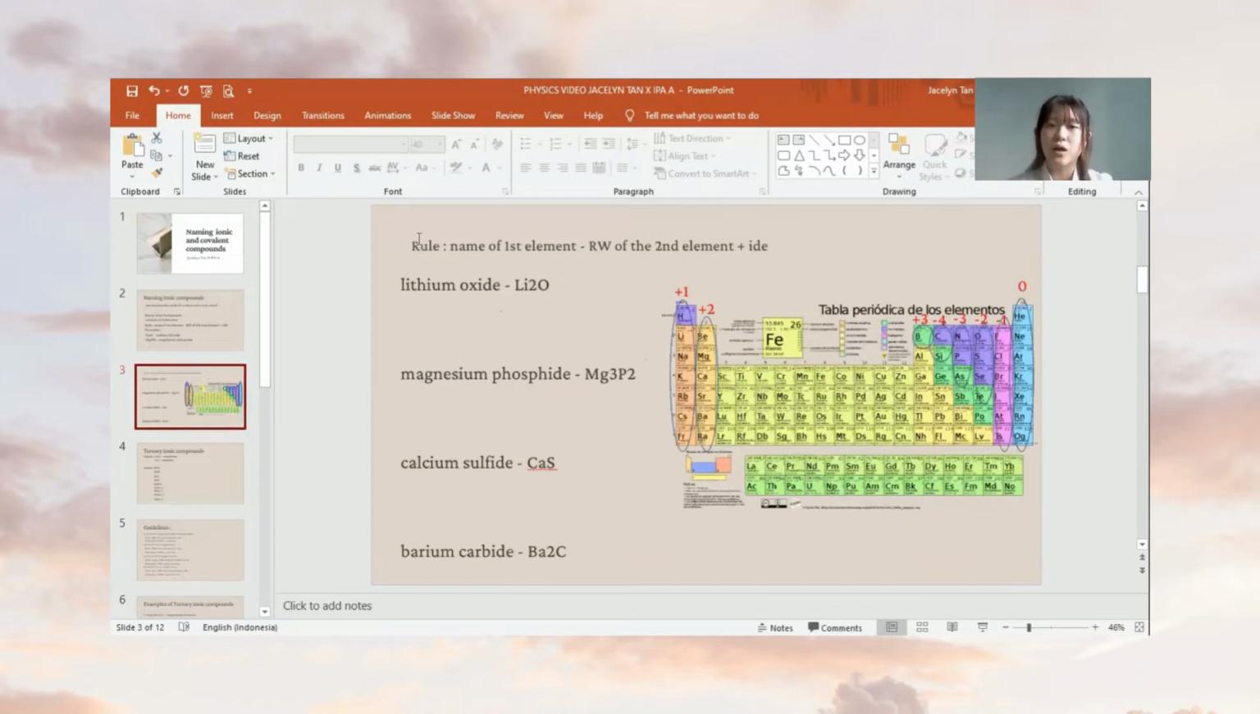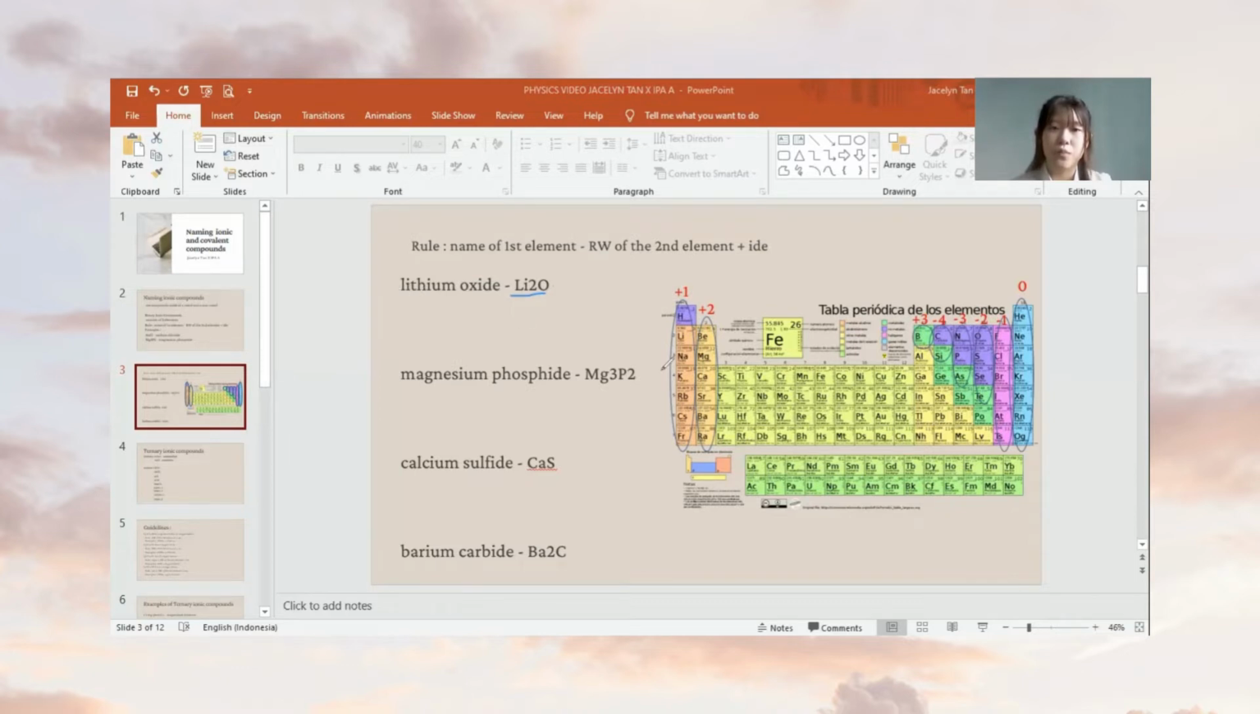Okay, so just now the rule is name of the first element and root word of the second element plus IDE. So here are some examples. Lithium oxide. The answer is Li2O. But how did we get it?